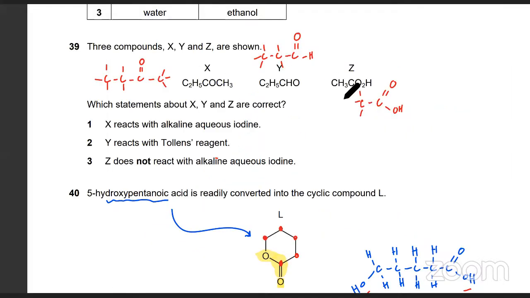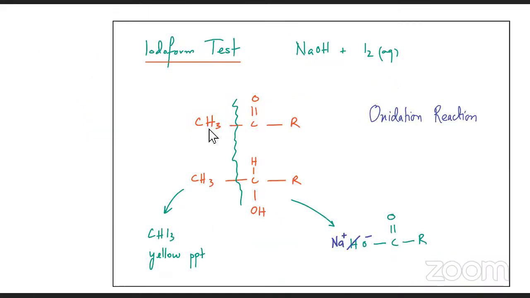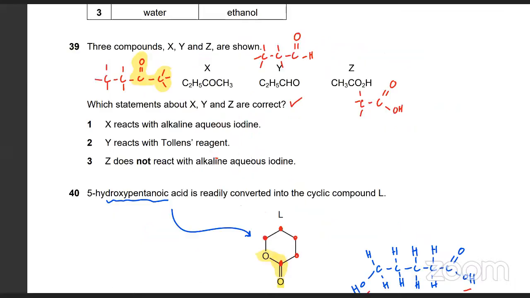So which one has it? It's got to have a methyl. This one has it. What you need is a methyl with a carbonyl bond, double bond O. So this one will have a positive iodoform test. X reacts with alkaline aqueous iodine: that's right. It does have a methyl with a carbonyl bond, double bond O. For the iodoform test, that's important. Next one: Y reacts with Tollens reagent. This one is an aldehyde.